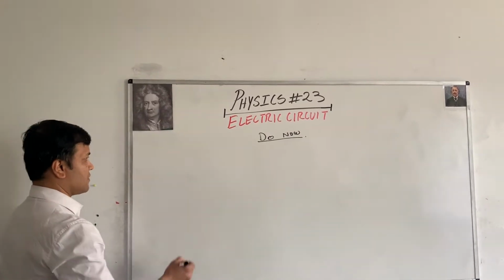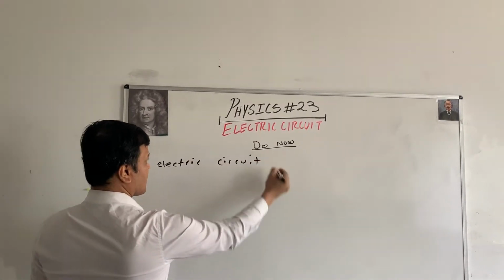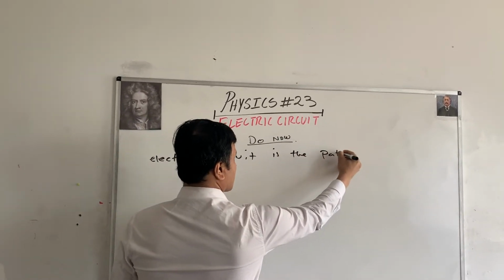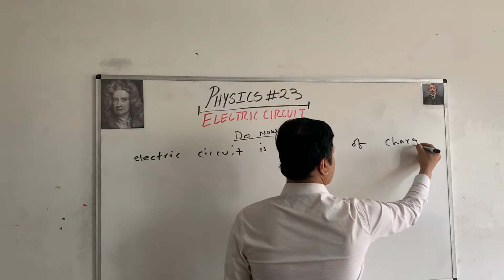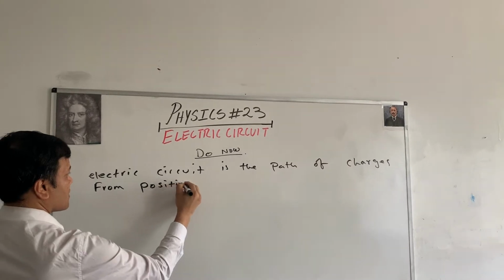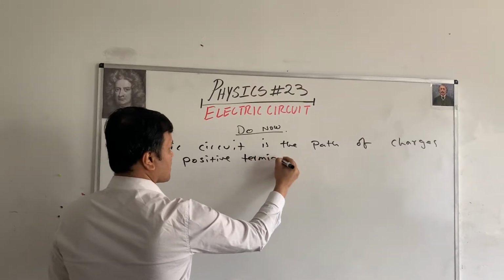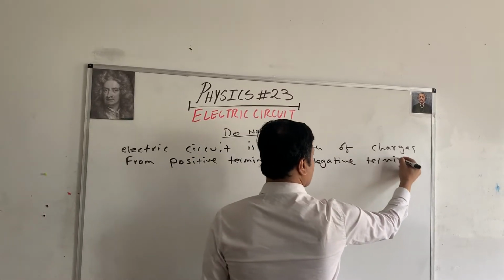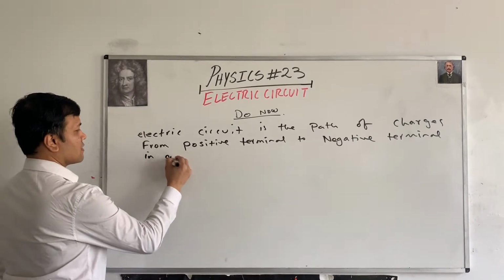Okay, so let's write down your idea. You are saying that electric circuit is the path of charges from positive terminal to negative terminal in a given time interval.